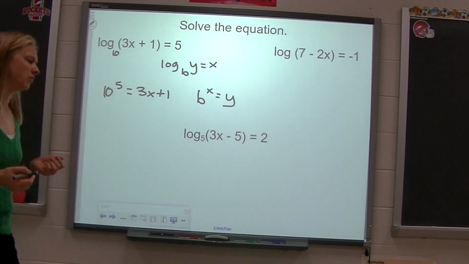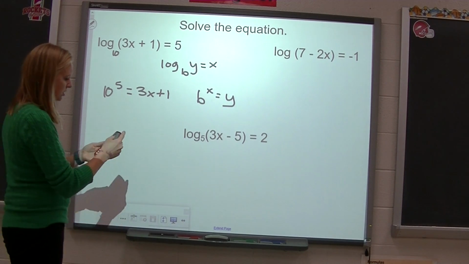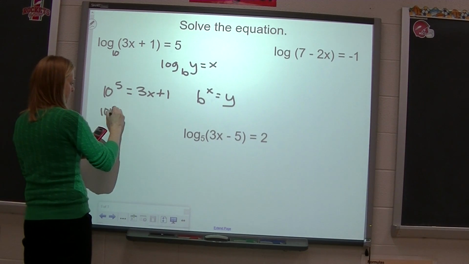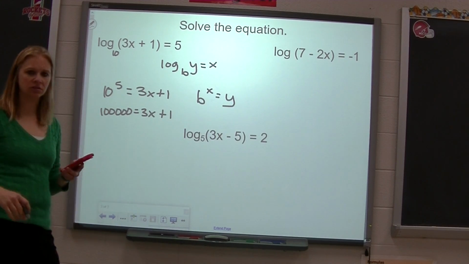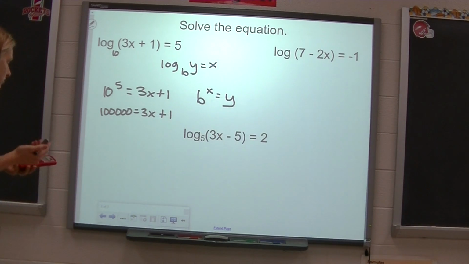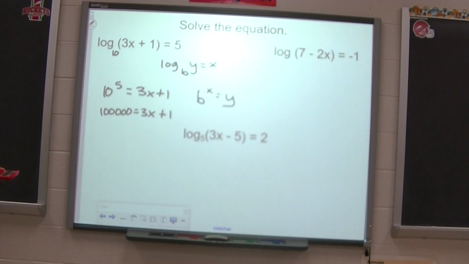And from here we just solve. We take 10 to the 5th power. 10 to the 5th power is 100,000. And that equals 3x plus 1. So now it's just a two-step equation where we solve. We subtract the 1. And there we get 99,999. And then we divide that by 3.